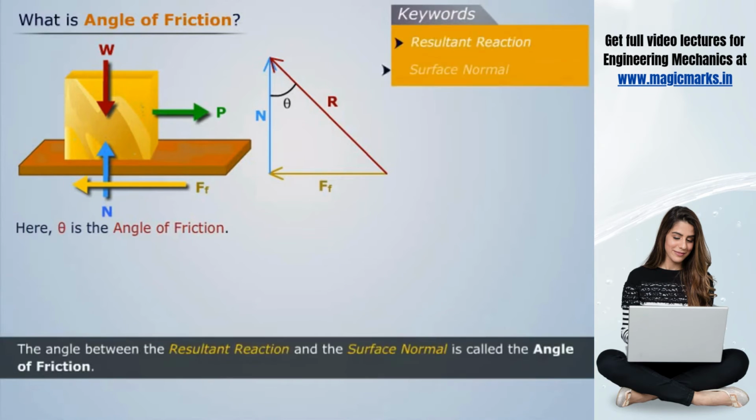Thus, the angle between the resultant force and the surface normal is called the angle of friction.